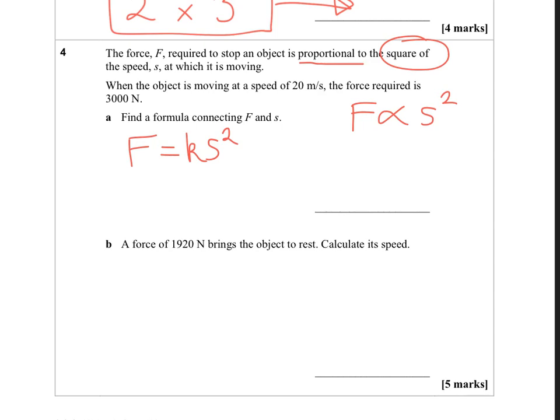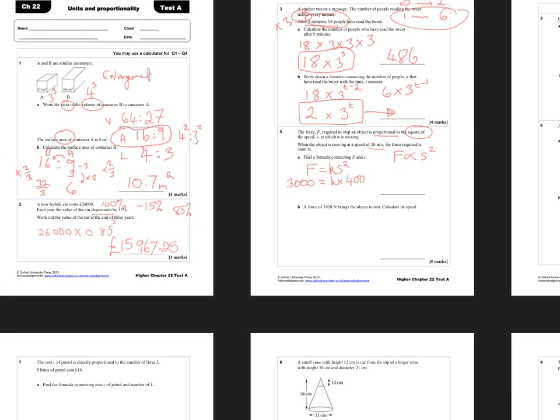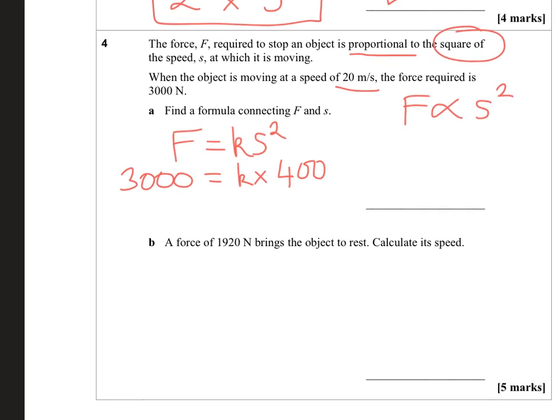So, if the force required is 3,000 newtons, that's something multiplied by s squared. S is 20, so it's something multiplied by 400. We're still in the calculator section, yeah? So you can just do 3,000 divided by 400. Some of you decided it was 300 instead of 3,000. Please don't change the numbers. You will end up getting it wrong. Okay, so you'll have k equals 7.5. So the formula is F equals 7.5 s squared.